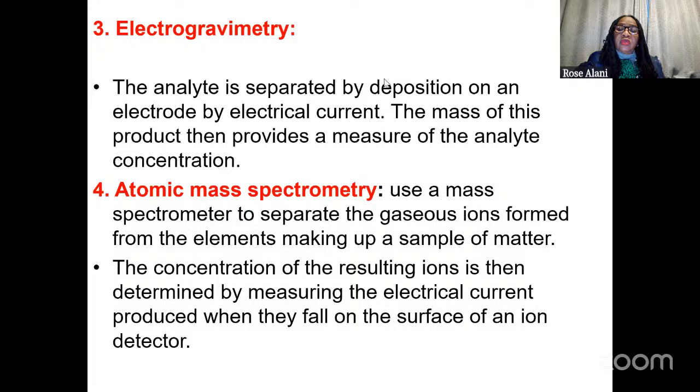Atomic mass spectrometry, in this case, uses a mass spectrometer. The mass spectrometer is used to separate the gaseous ions that are formed from the elements that make up the sample that you are handling.